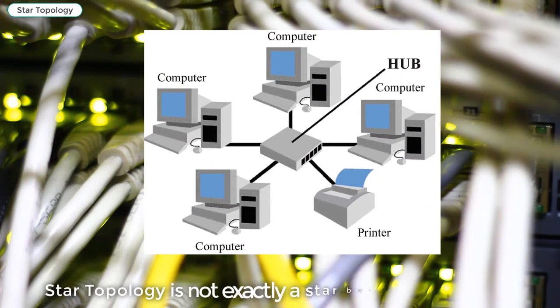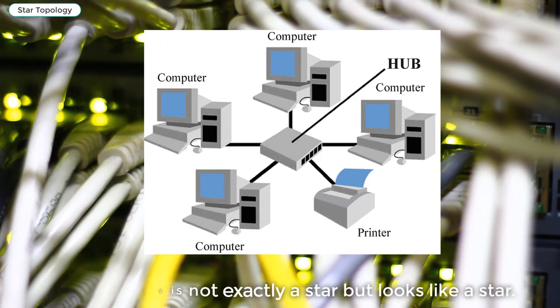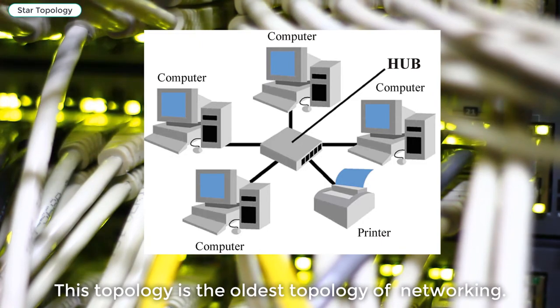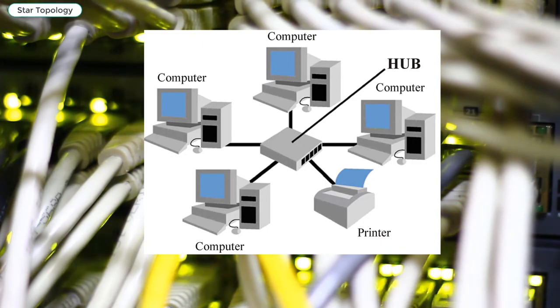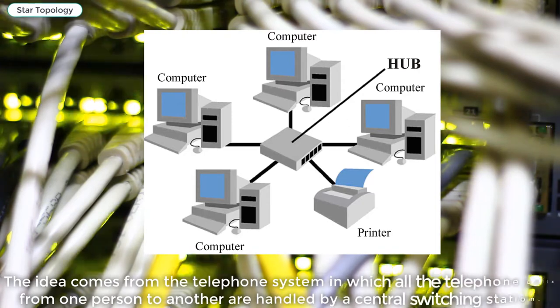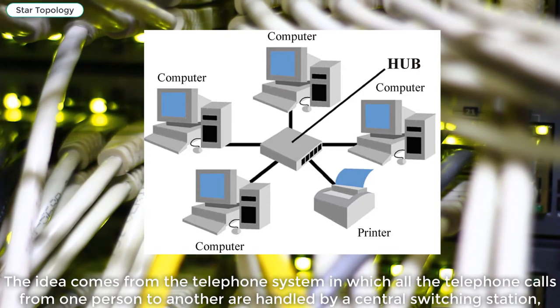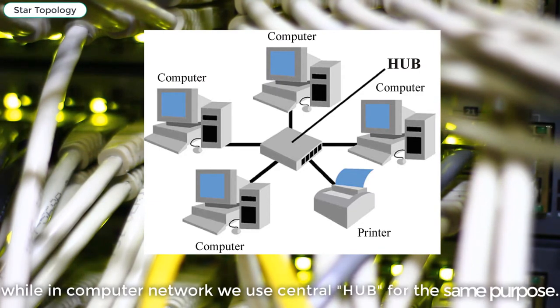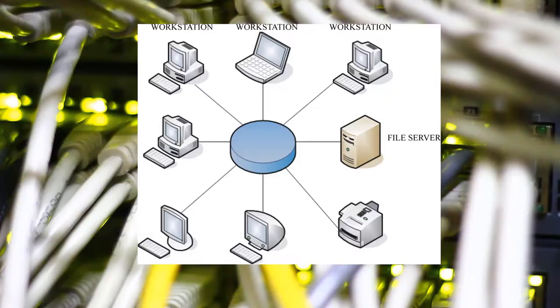2. Star topology. Star topology is not exactly a star but looks like a star. This topology is the oldest topology of networking. The idea comes from the telephone system, in which all the telephone calls from one person to another are handled by a central switching station, while in a computer network we use a central hub for the same purpose.